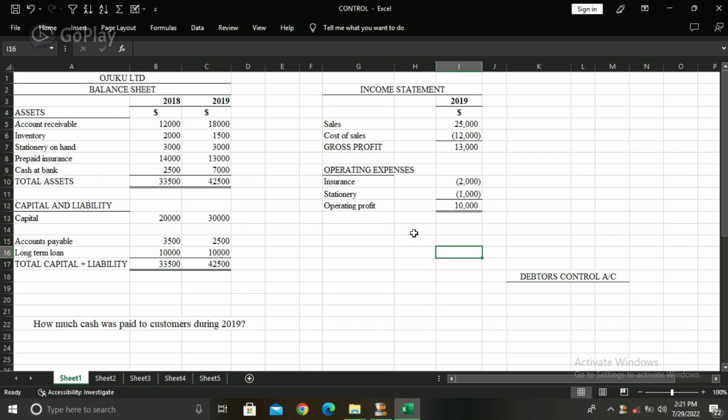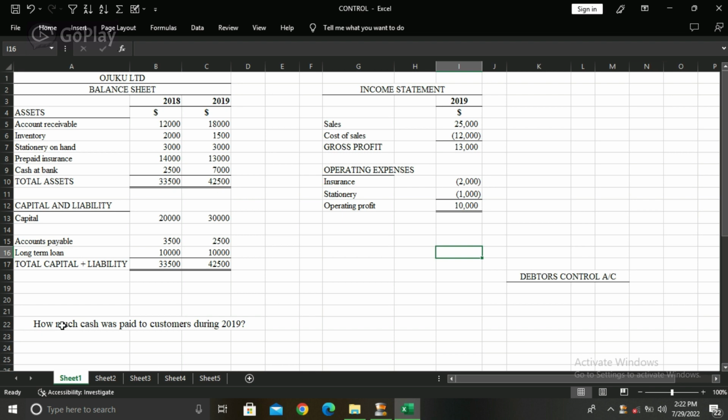Then we move to the income statement. We have the sales and the cost of sales. After subtracting the cost of sales from the sales, we have our gross profit. Then we deduct operating expenses to get our operating profit. Now, looking at this balance sheet and the income statement, particularly when you are preparing cash flow statement using the direct method, you are asked to determine the cash amount that has been paid for certain items.